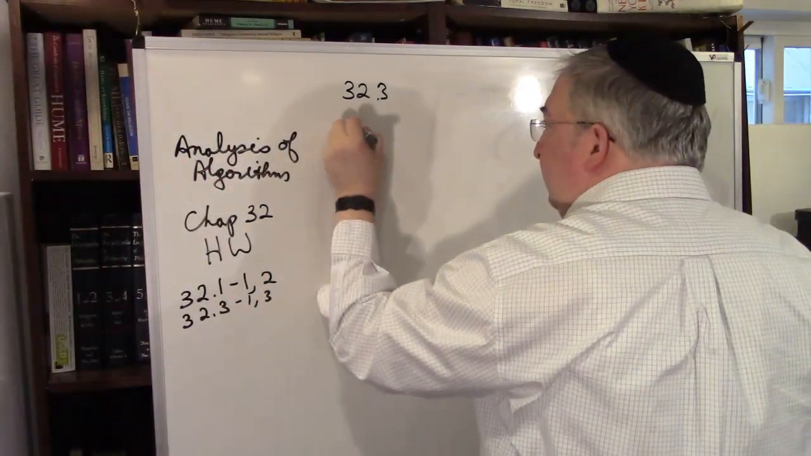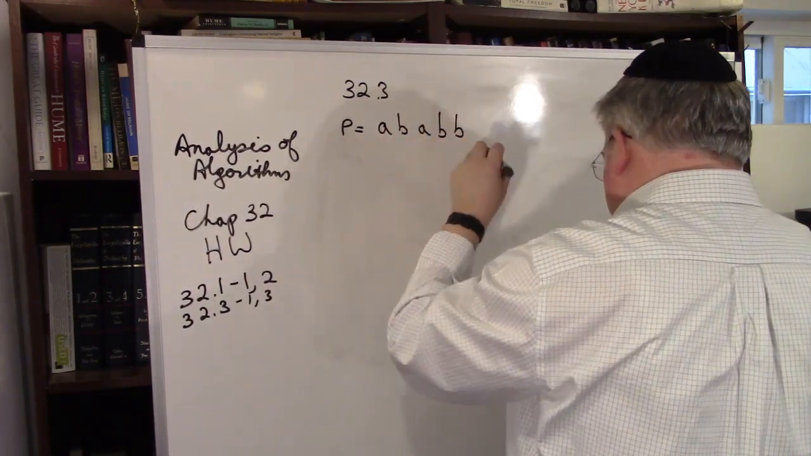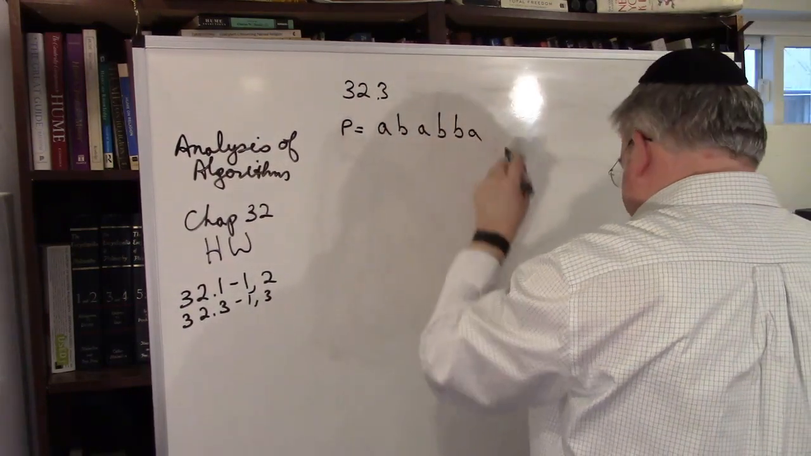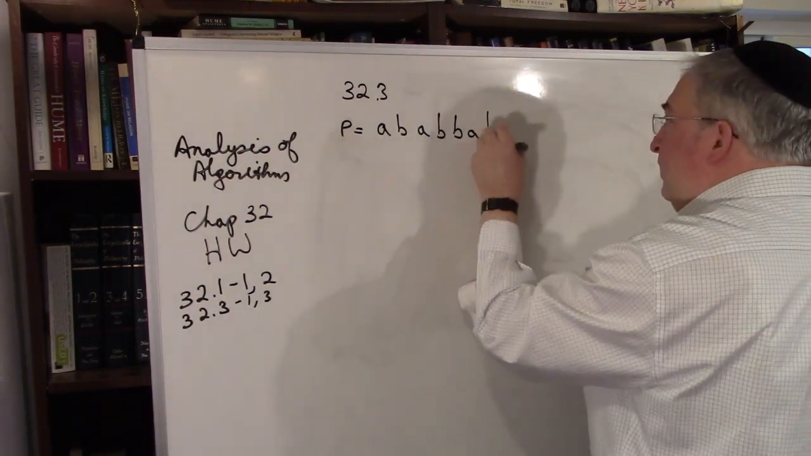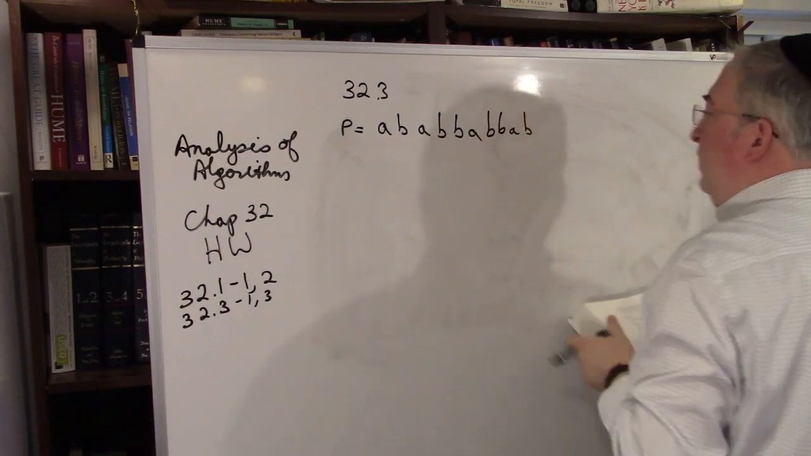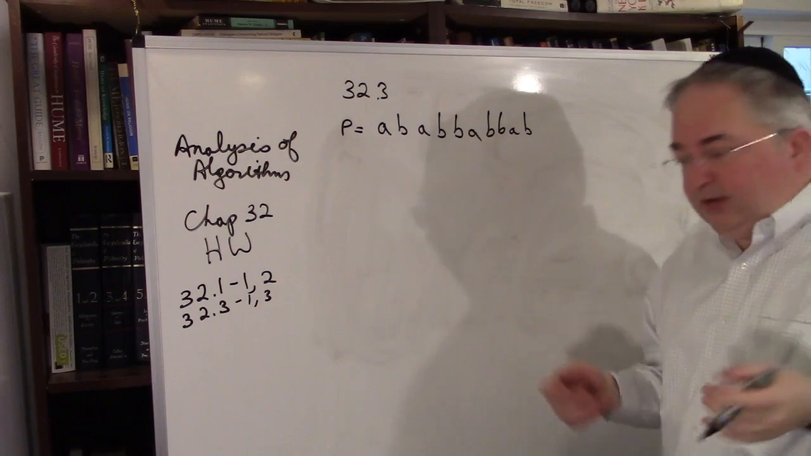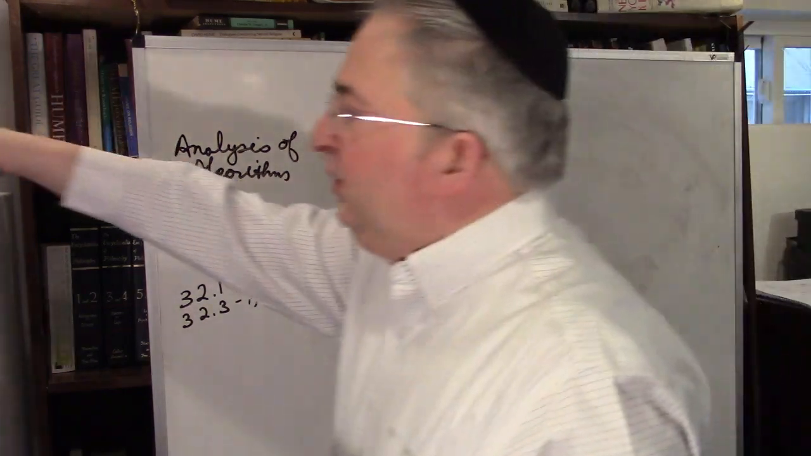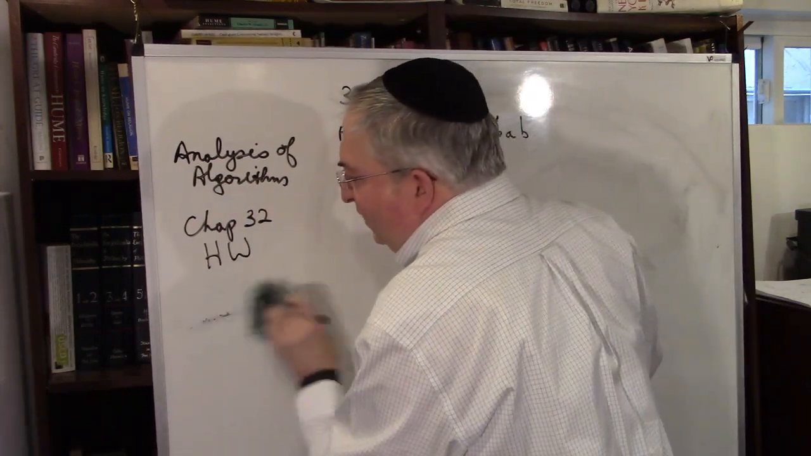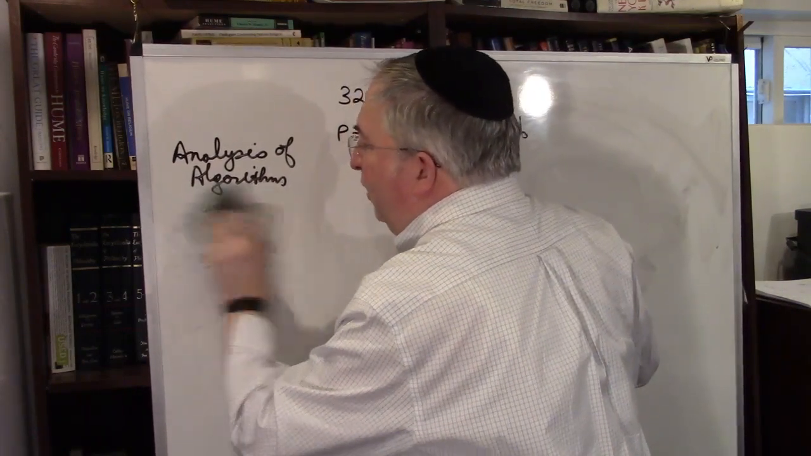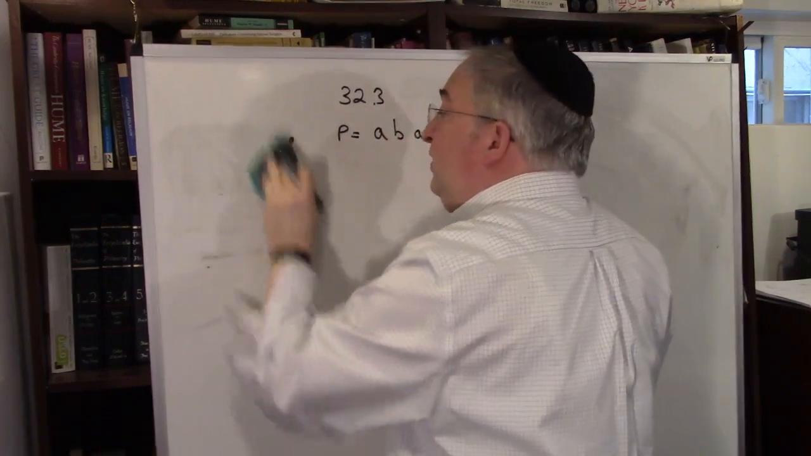Pattern is equal to A, B, A, B, B, A, B, B, A, B, B, B, A, B. Okay, that's enough. It goes on for a lot more letters, but I'm not interested in it, it's just not that interesting. So let's erase this so we can get a little bit more room. We need the width of the board because it's a long thing.